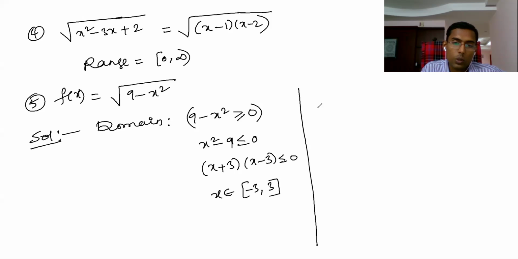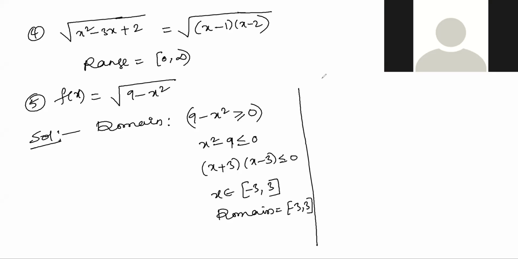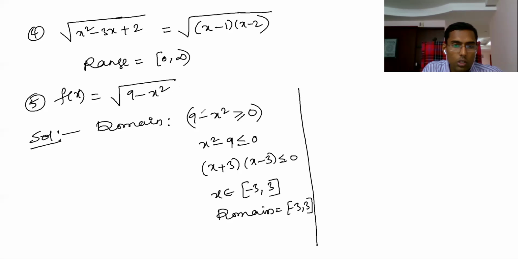Okay, minus 3 to 3. This is what? Domain. Domain means x value. X value is minus 3 to 3. Minus 3 to 3 is the domain. Okay, so then what is the range? What is the range? Minus 3 to 3 is the domain. All right, what is range?